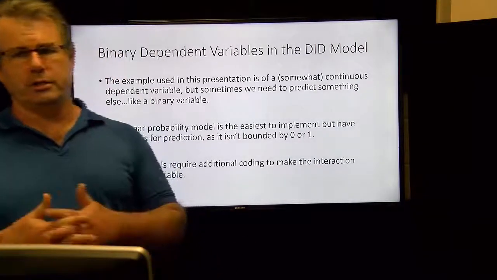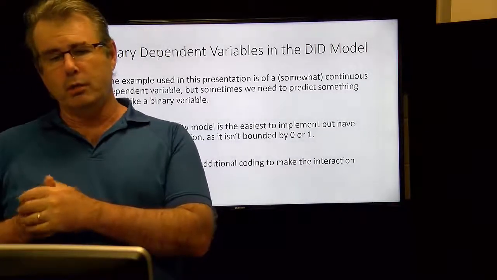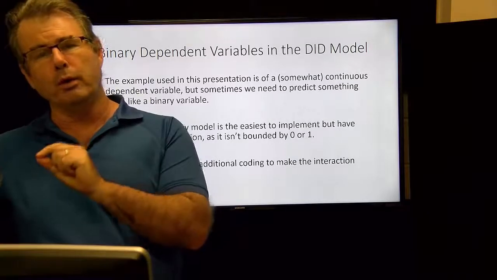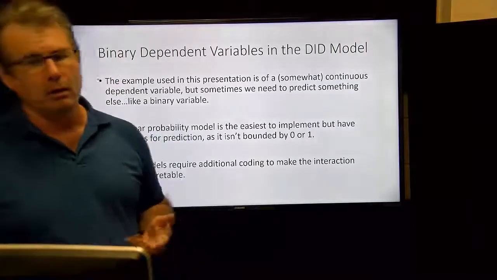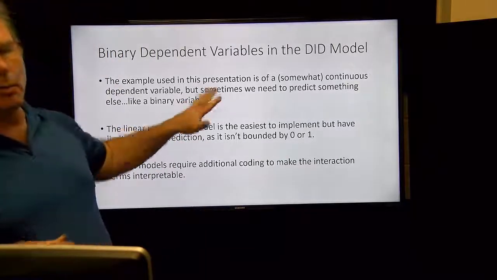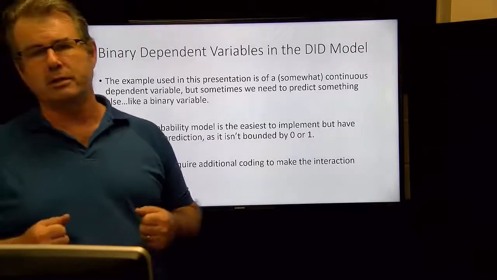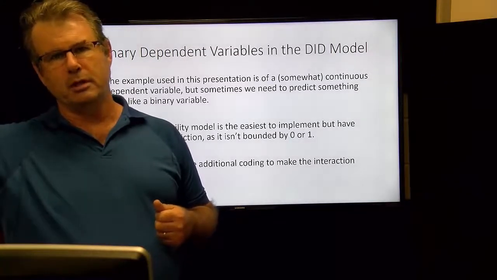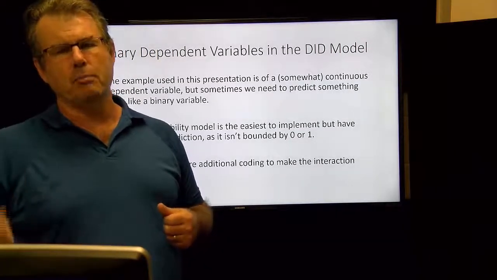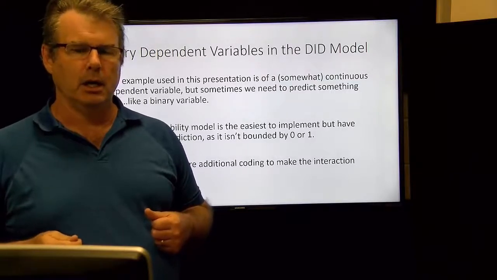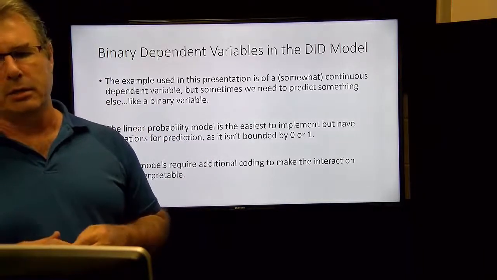There's other situations where you might want to use a difference in difference model. For example, you might want to use one where you have a binary dependent variable. Up until now, everything that we've looked at has been somewhat continuous. The number of new cases of the coronavirus, although those are individuals and they're discrete, if you get enough of them, it starts looking more and more like continuous data. On the other hand, a binary discrete choice is definitely not continuous.